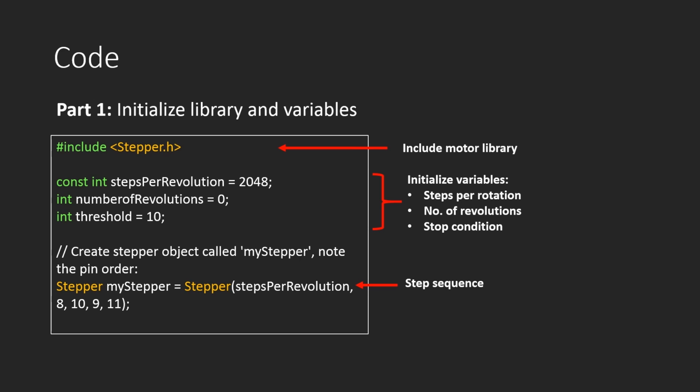Next, we need to assign the motor step sequence. And to do that, we create a stepper object as shown at the bottom. Here, the sequence 8, 10, 9, and 11 correspond to the pins in the Arduino board.